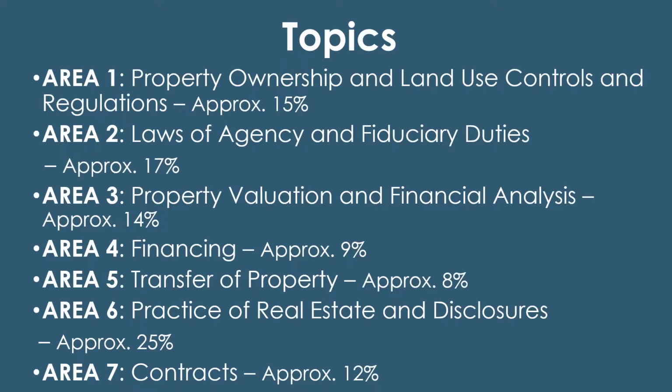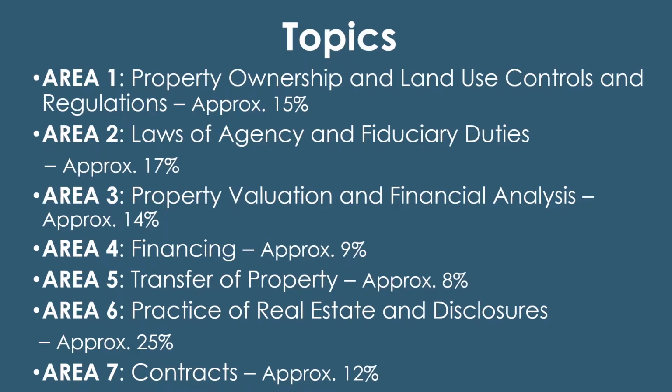And so they are Area 1, property ownership and land use controls and regulations, approximately 15%. Area 2, laws of agency and fiduciary duties, approximately 17%. Area 3, property valuation and financial analysis, approximately 14%. And this is just another way of saying appraisal. Area 4, financing, approximately 9%. Area 5, transfer of property, approximately 8%. Area 6, practice of real estate and disclosures, approximately 25%. And Area 7, contracts, approximately 12%.